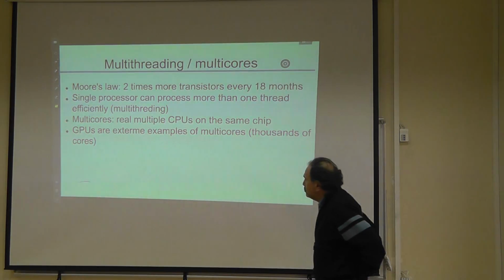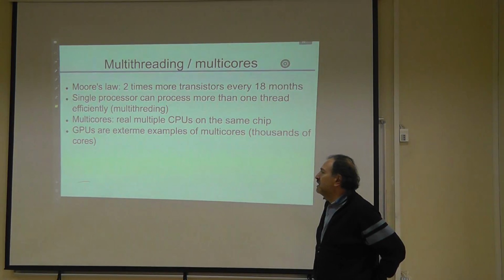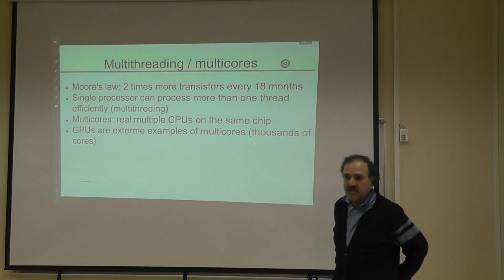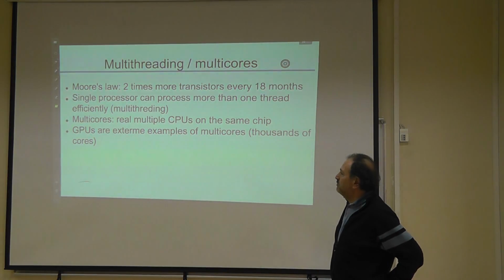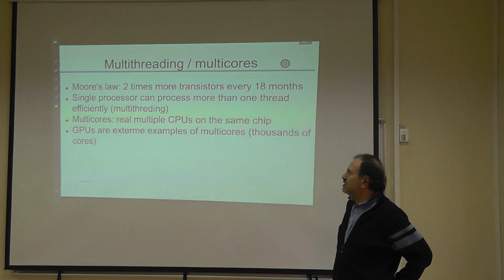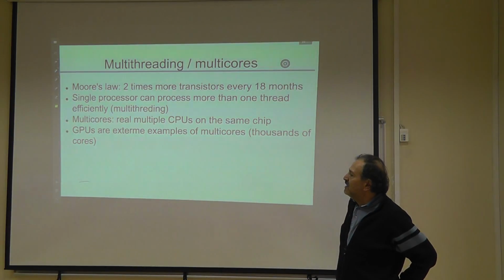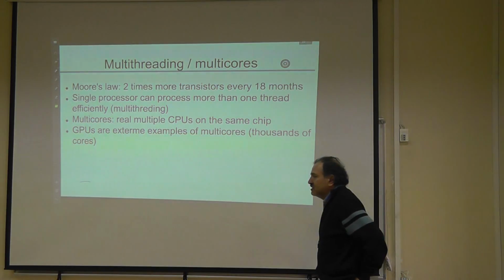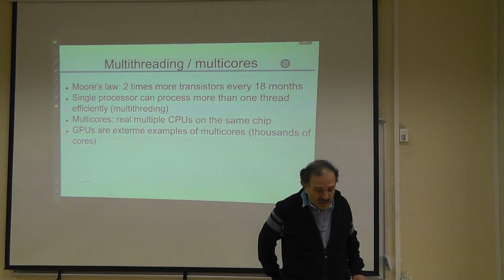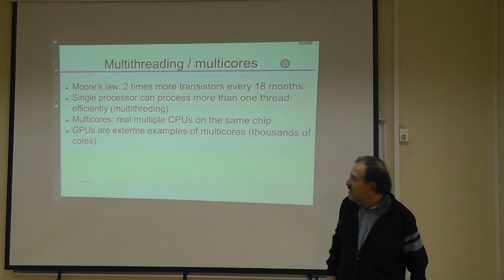With GPUs, graphical processing units, they have thousands of processing units on the same chip. A GPU is not like a CPU. It can execute only a small subset of the instructions that a CPU can. Very, very simplified instructions, but it can execute them in parallel in a very, very fast way.